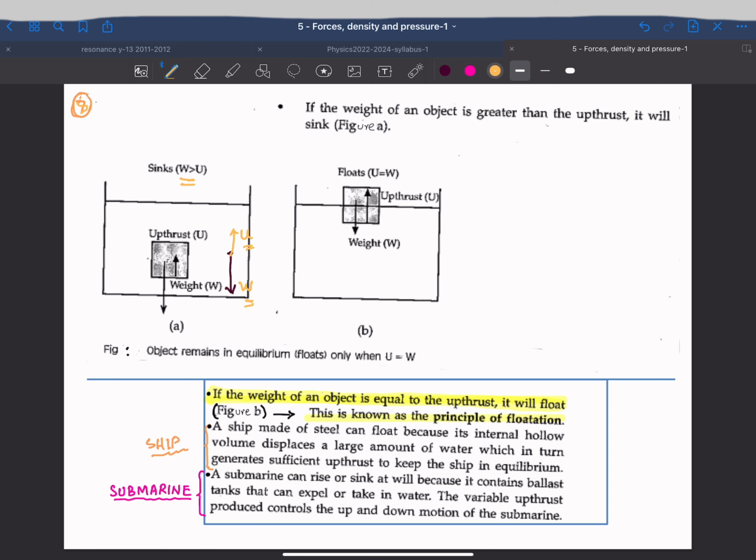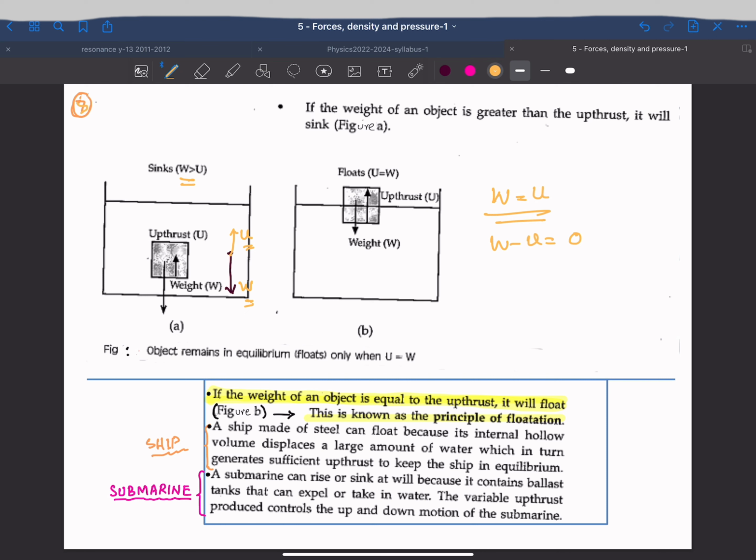On the other hand, if the weight of an object is equal to the upthrust, it will float. This is also known as the principle of flotation. Here the liquid or fluid displaced by this body gives you an upward force which is equal to the weight. As I have already explained, when W is equal to upthrust, W minus U is equal to 0, no resultant force. So simply you can say that the body is floating.